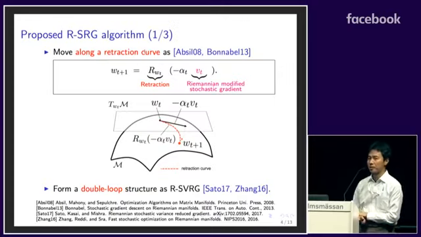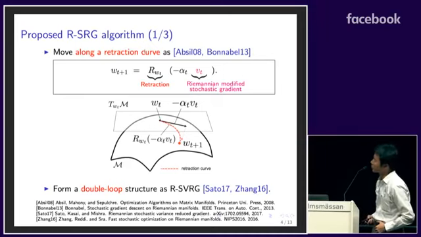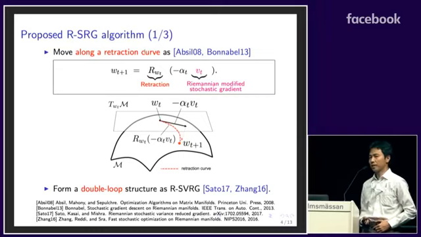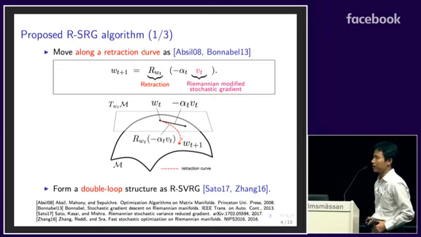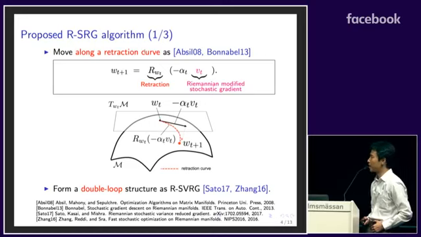So this is the algorithm. The RSRG algorithm updates the current iterate Wt by moving along the retraction curve in the direction of the Riemannian modified stochastic gradient. This is the typical approach in the Riemannian setting. The one different point is that we have a double loop structure as in RSVRG.